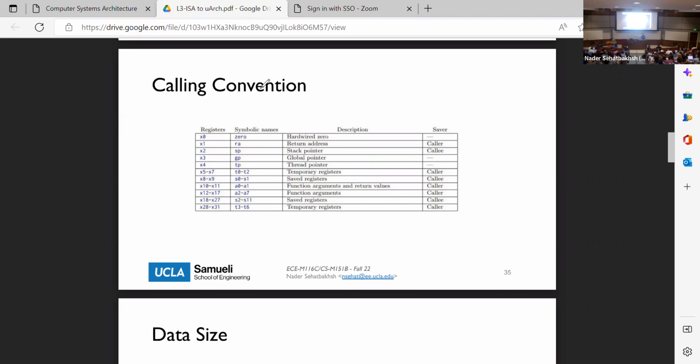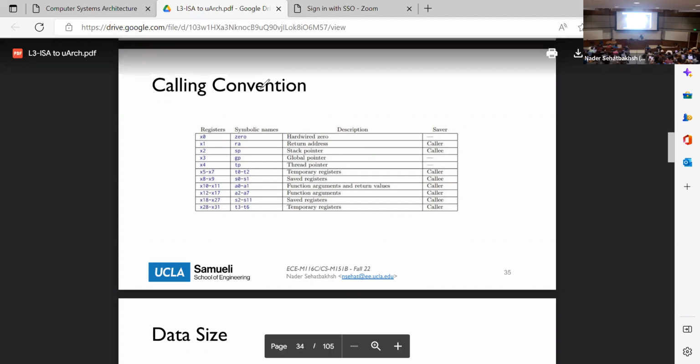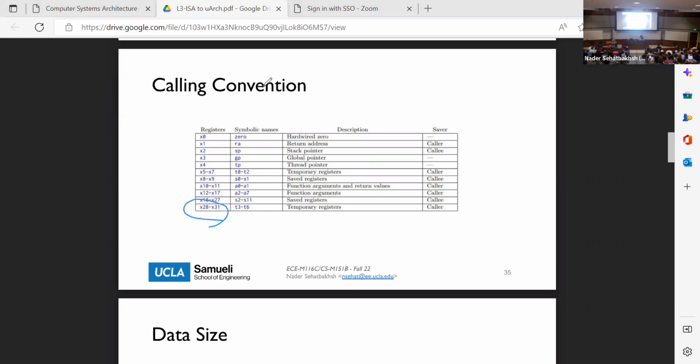For that reason, we follow this calling convention, which basically says that if you want to write things to your registers, leave X1 alone because X1 is always your return address. Leave X2 alone as well because this is your stack pointer. And also X3 because this is your global pointer. What you can use is all these others at the bottom. You can use your temporary registers, these three. You can use these three here. You can use all these function arguments and all those things, okay?